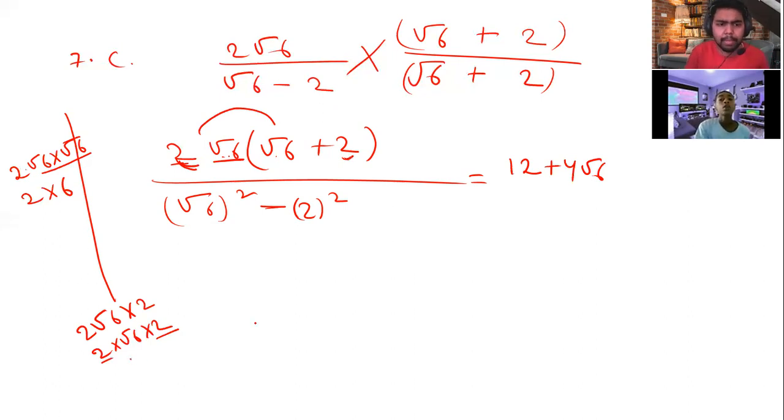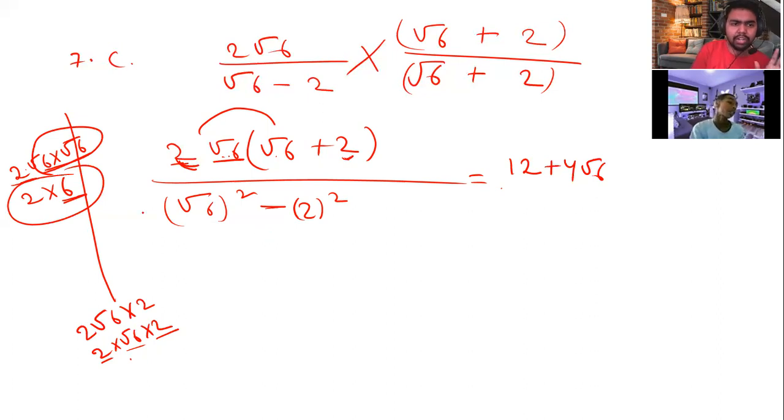You said the root and the root, if they're the same, if you multiply them, they will give you the number itself, 6. So is there any other root? No, there is root 6 and there is root 6 again. Root 6 and root 6, they will give you 6. So I wrote the same thing here. 6 and 2 was already there. 2 was also there. So I wrote 12 here.